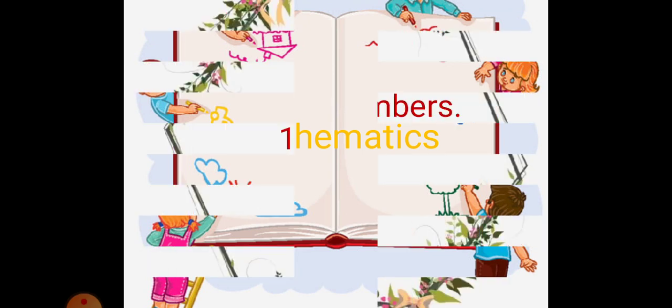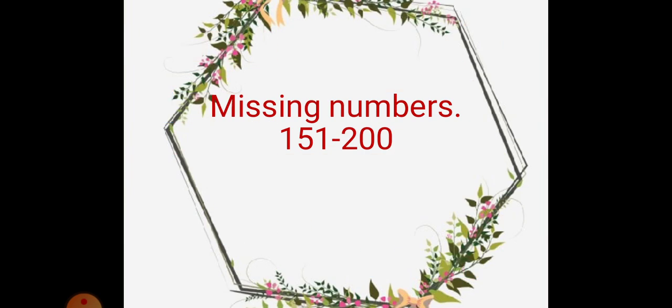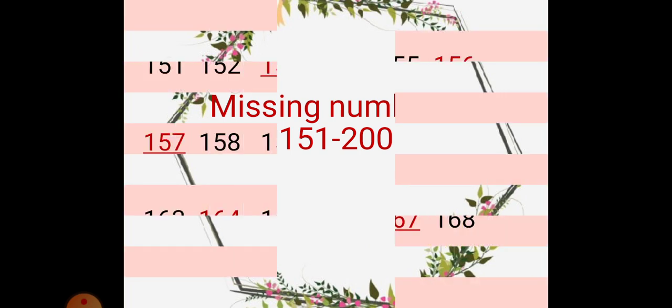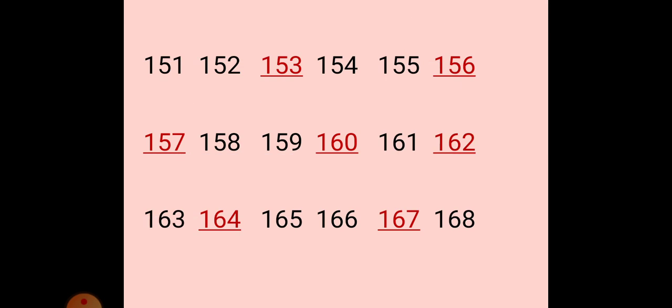Today, I have come with another new topic, that is missing numbers 151 to 200. So let's start. Now you can see some numbers are underlined. These underlined numbers are missing numbers.